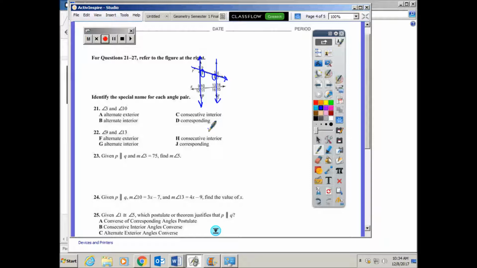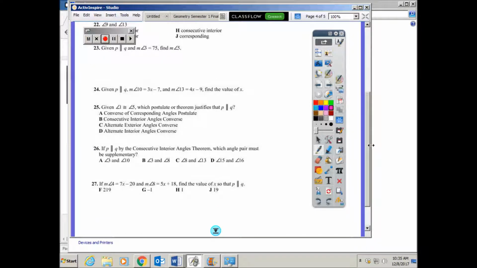And for number 27, measure of angle 4 and measure of angle 8. So when I look, 4 and 8 are corresponding. If they're equal, then the lines are parallel. So I need to say 7x minus 20 equals 5x plus 18. And if you don't have your review and you're doing this at home, that's the question down there. The angle 4 is 7x minus 20, and the measure of angle 8 is 5x plus 18.